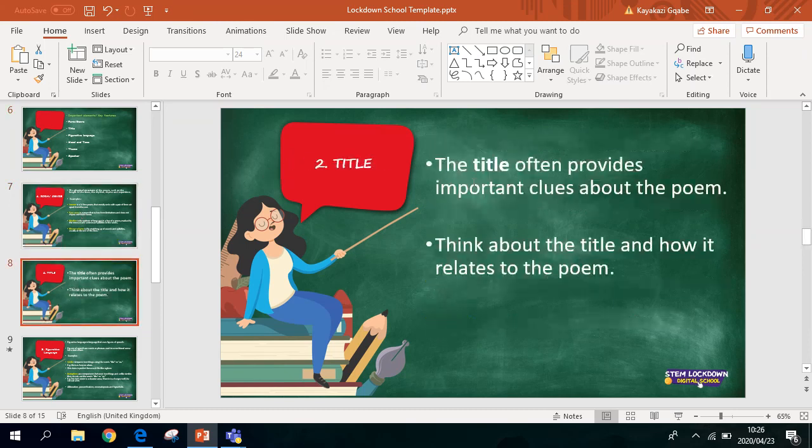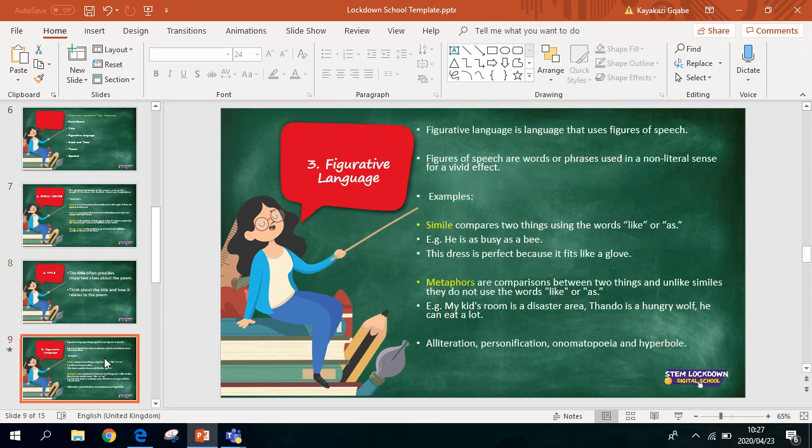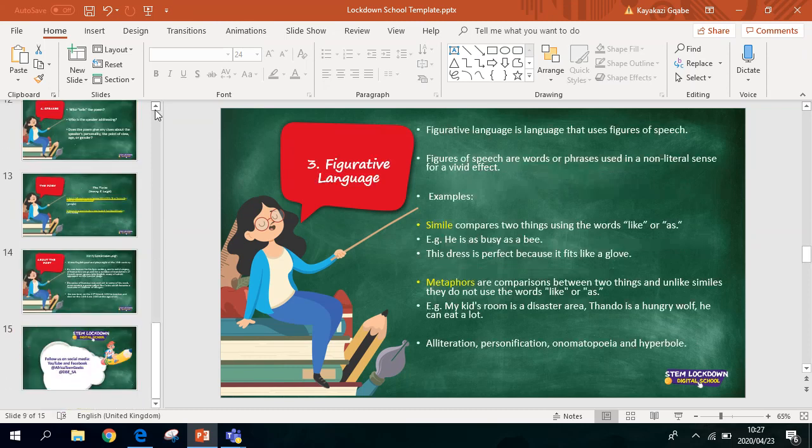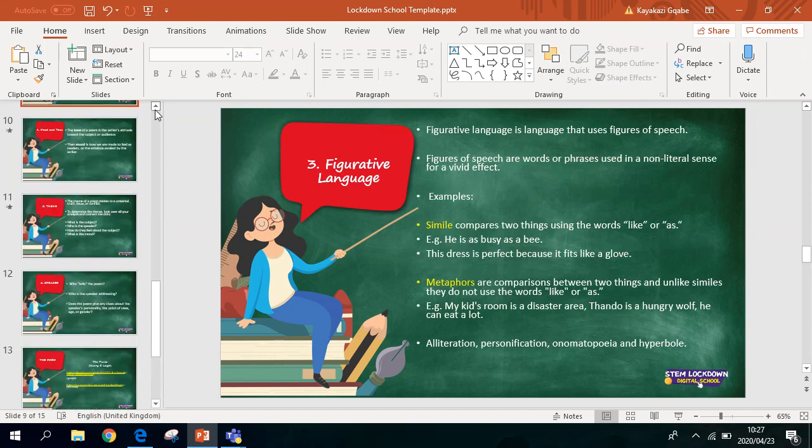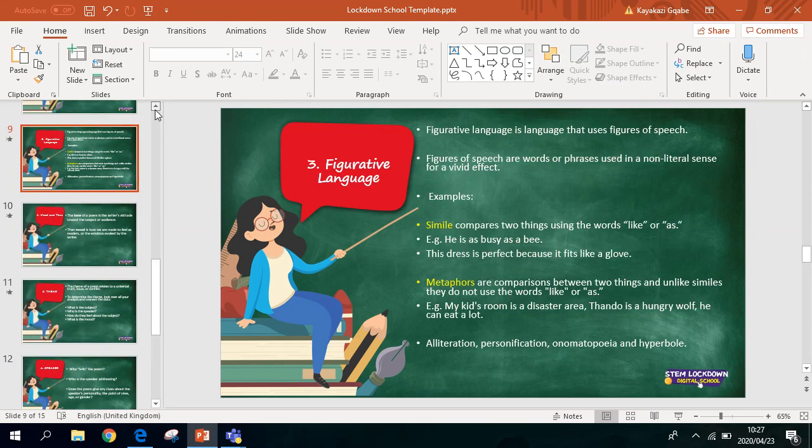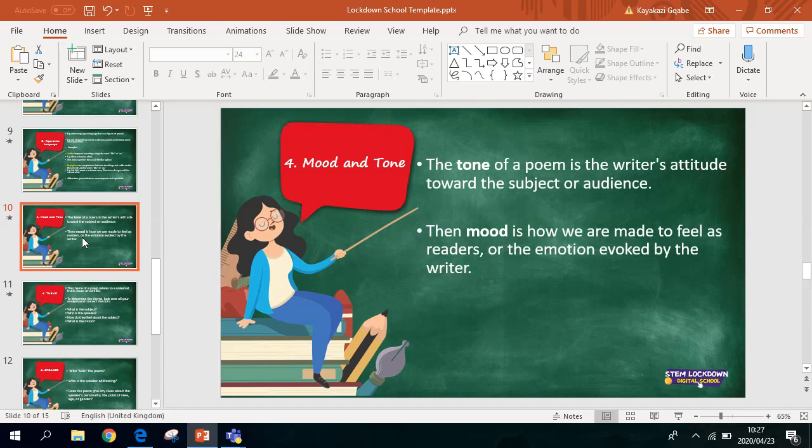Okay, as I said, the title often provides important clues about the poem. So the title is called The Twins, and we read the poem twice. So just think about how it relates to the poem, okay? Okay, the figurative language, which we will get to tomorrow.